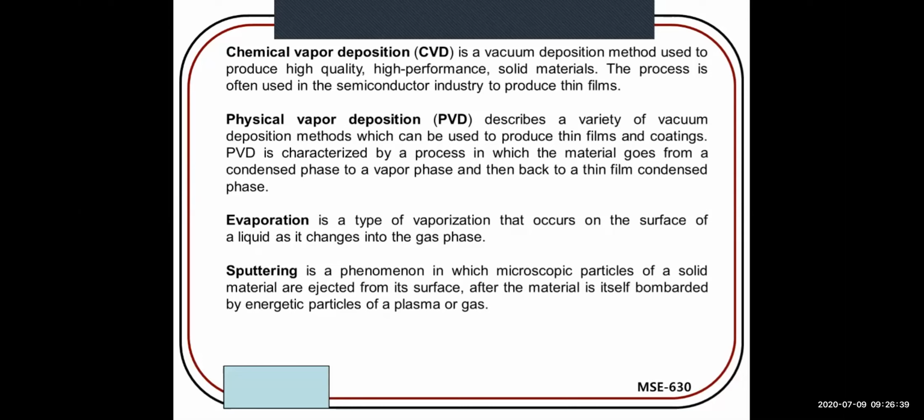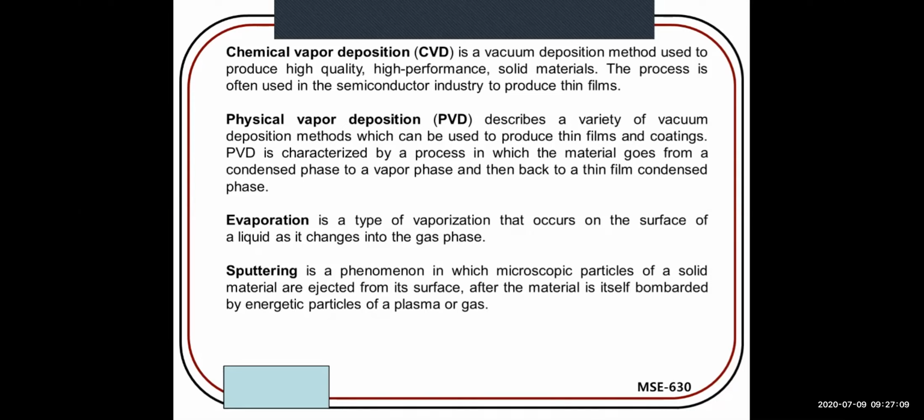And physical vapor deposition, PVD, because these both are very important techniques used in the deposition of materials. So PVD describes a variety of vacuum deposition methods which can be used to produce thin films and coatings. PVD is characterized by a process in which the material goes from a condensed phase to a vapor phase and then back to a thin film condensed phase. Overall, we call this process physical vapor deposition.